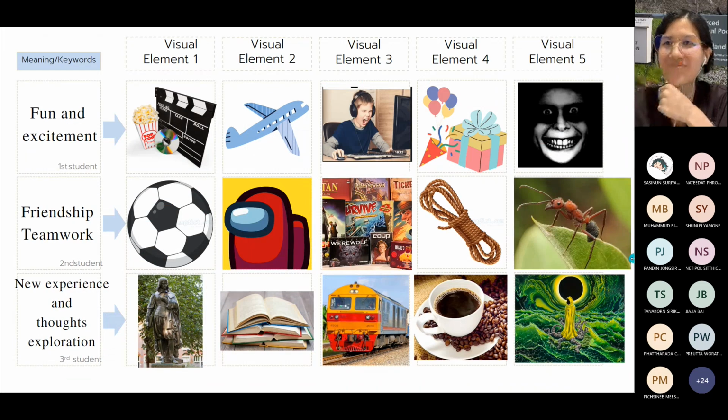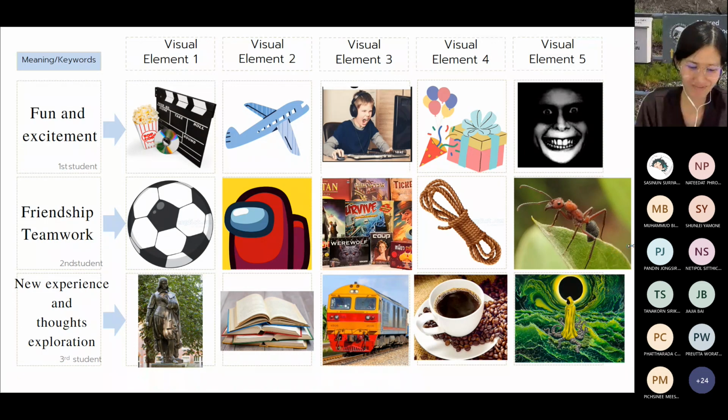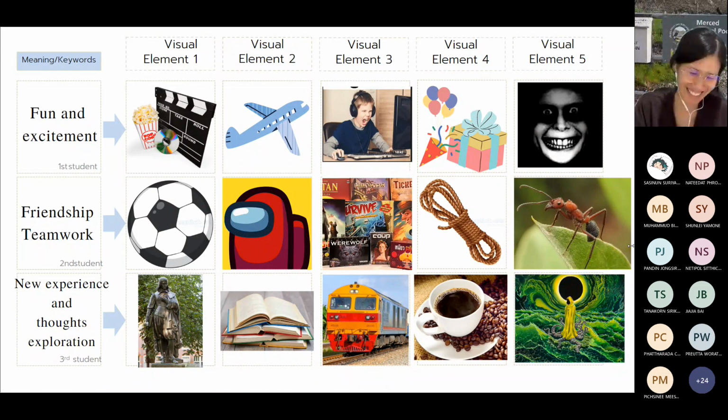For the visual element for each of the keywords, first is the keyword fun and excitement. The first visual element is the movie, the second is the plane, the third one is playing a game, the fourth one is party, and the fifth one is a mime. And for friendship and teamwork, the first one is a football, the second one is Among Us, next one is a board game and love, and the last one is an ant.